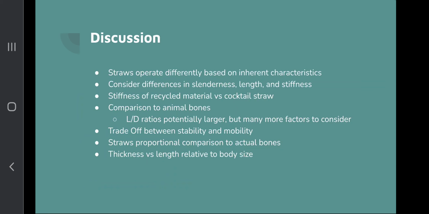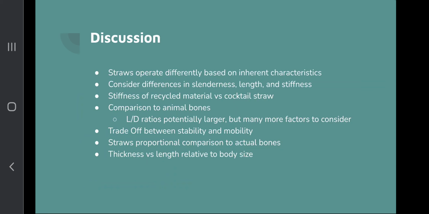it by yourself. Now, if we compare this to animal bones, we can see that the LD ratios are potentially going to be larger, but there's a lot more factors we have to consider. But there is still that clear trade-off between stability and mobility. The straws can be seen as proportional to the actual bones, and we see that comparison of thickness to length relative to body size.